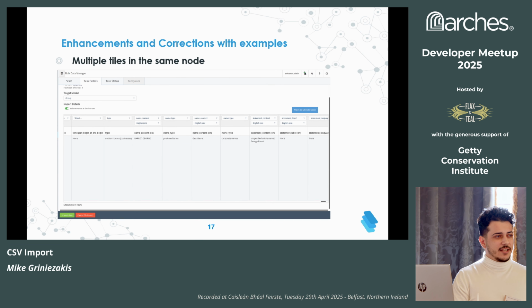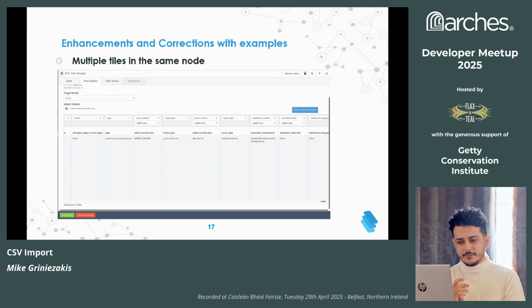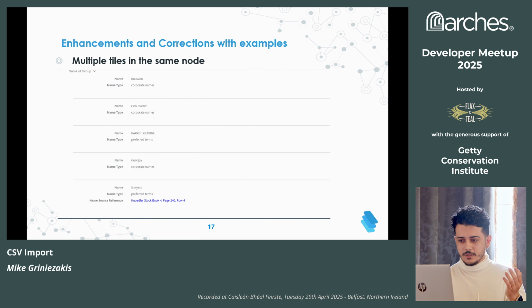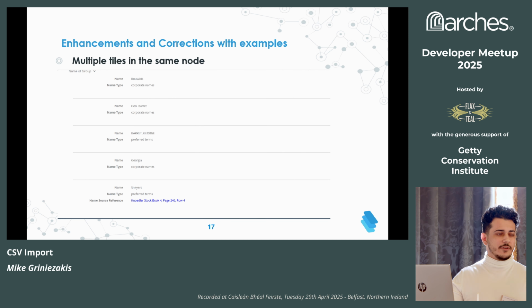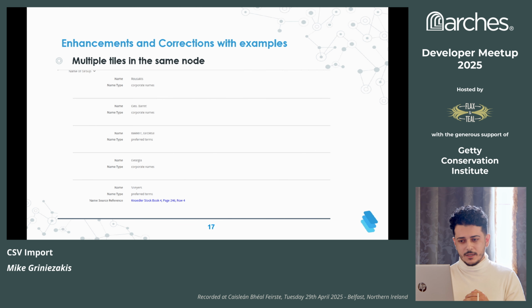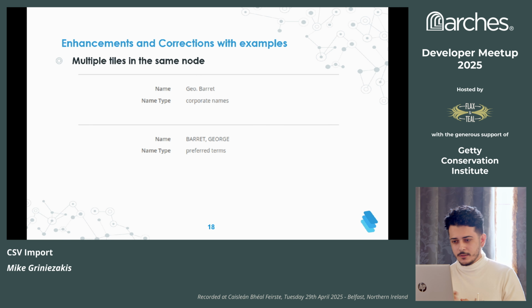This is an example of the multiple tiles that were ignored if more than one existed in the CSV. In this example, we have two name contents in this screenshot. There's Barrett George with name type preferred term, and Joe Barrett with name type corporate name. In the old system, in the current implementation, let's say, the expected outcome was to import only one of them and the rest were ignored. In this example, we can see that everything was imported with the correct types and names for each tile. This was the example in the screenshot.